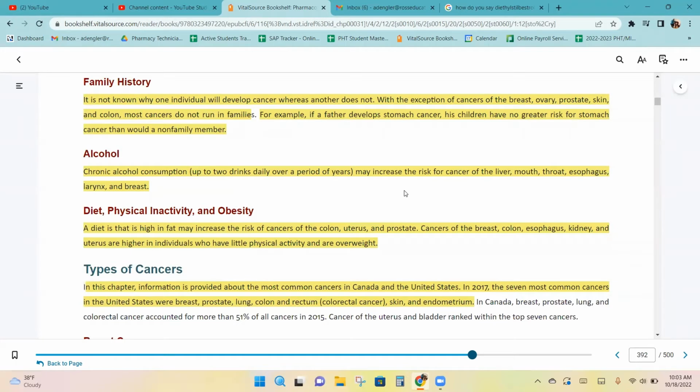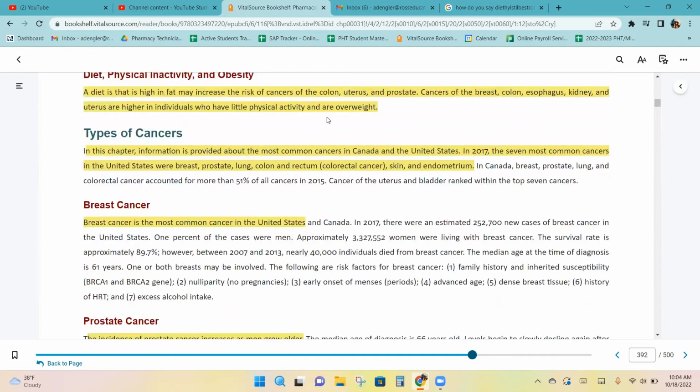Chronic alcohol consumption, up to 2 drinks daily over a period of years, may increase the risk for cancer of the liver, mouth, throat, esophagus, larynx, and breast. A diet high in fat may increase the risk of cancers of the colon, uterus, and prostate. Cancers of the breast, colon, esophagus, kidney, and uterus are higher in individuals who have little physical activity and are overweight.